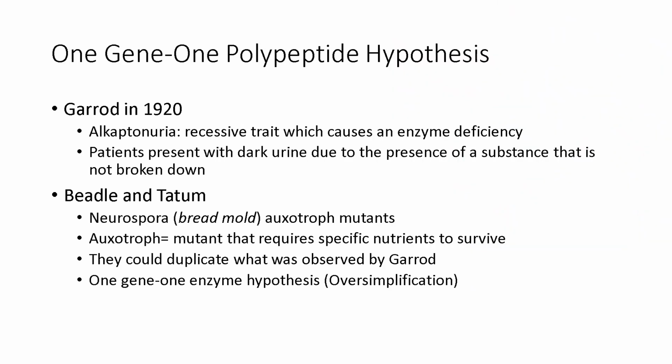In 1920, Archibald Garrod studied a genetic disorder called alkaptonuria, where patients' urine turned dark due to an enzyme deficiency. This was one of the first links between genes and enzymes. Later, Beadle and Tatum used bread mold mutants, known as auxotrophs, to show that a single gene could determine the production of one enzyme. This became known as the one gene, one enzyme hypothesis, later revised to one gene, one polypeptide. Though an oversimplification, it helped bridge genetics and biochemistry.